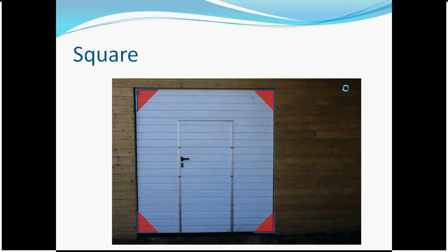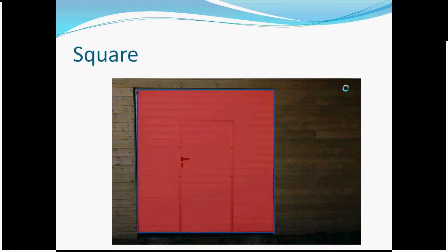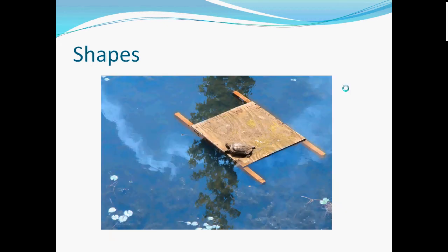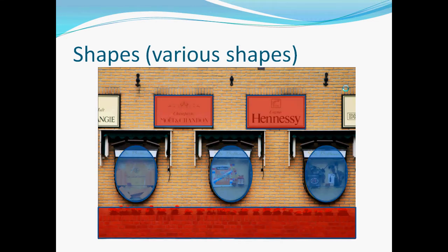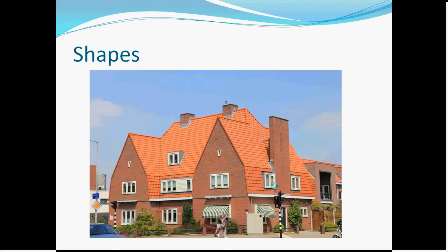And squares. In this shot we can see the doorway is a square shape, or this turtle is on a square board floating on the water. Or we have various shapes, so you can see that maybe the most important shapes are these rectangles or squares. Of course, we have shapes here, or walls, or bricks are also shapes, but these are just highlights.